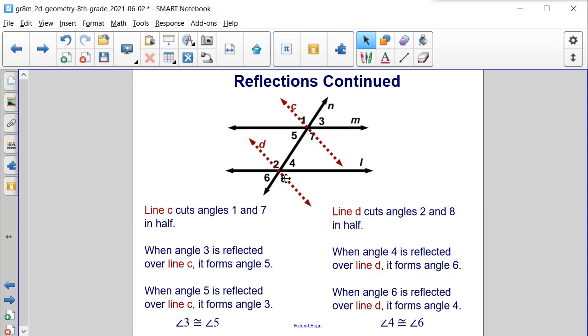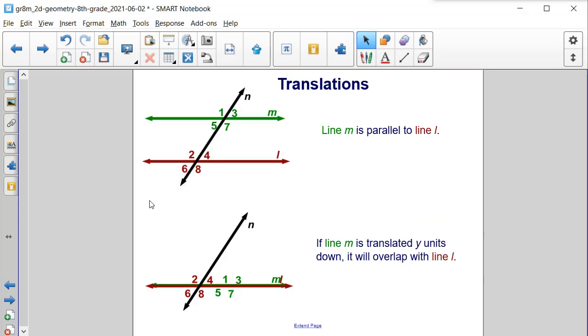With line D, it cuts angles 2 and 8 directly in half. And when angle 4 is reflected over line D, it forms angle 6. And when angle 6 is reflected over line D, it forms angle 4, making angle 4 and angle 6 congruent to one another.